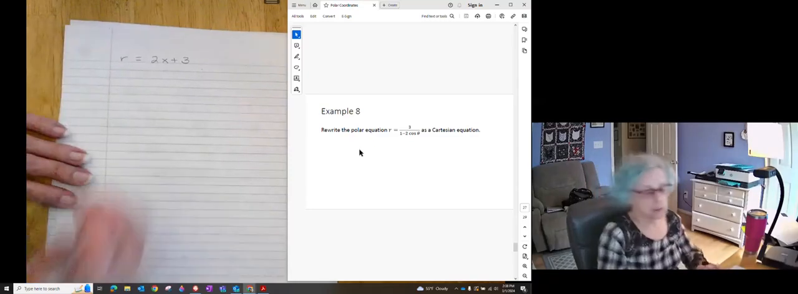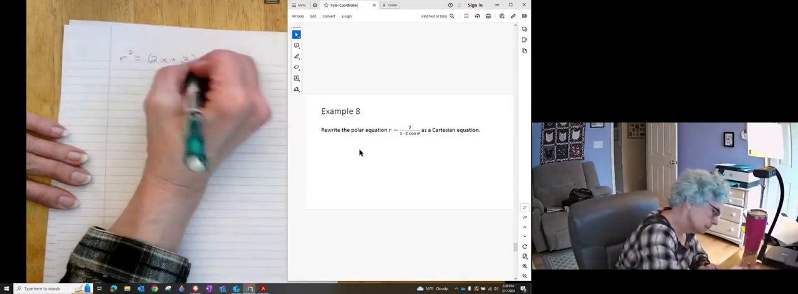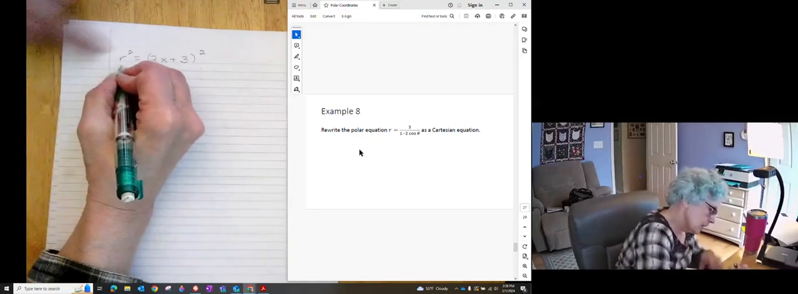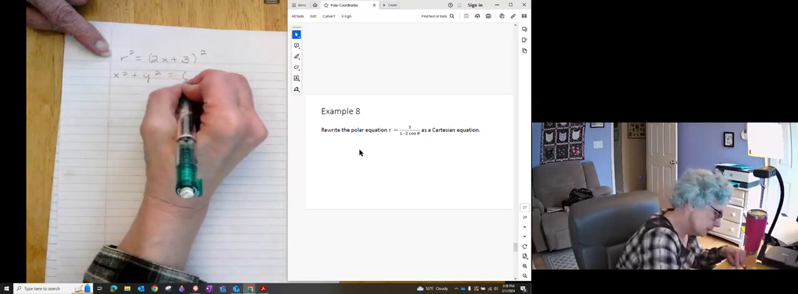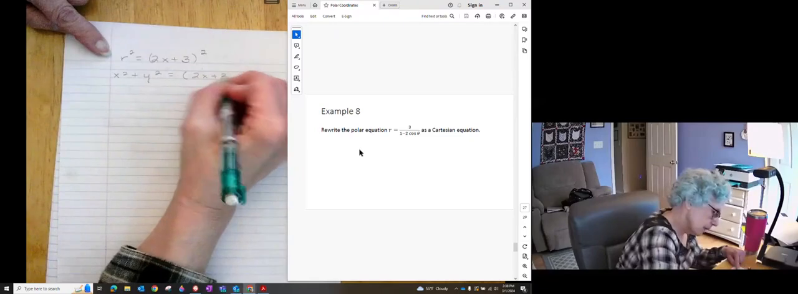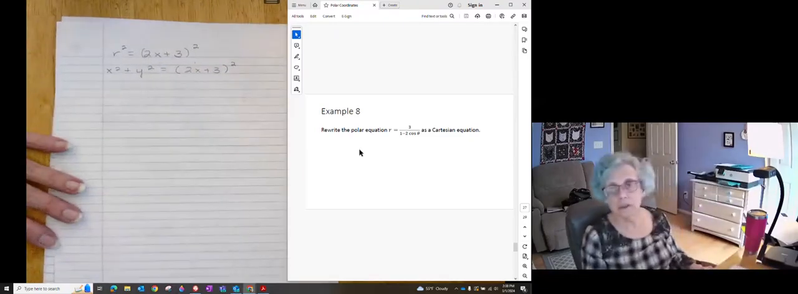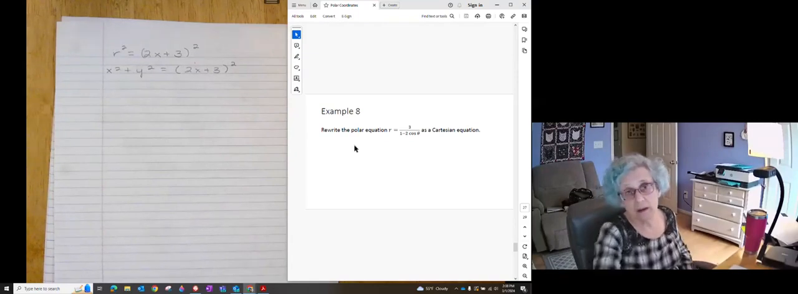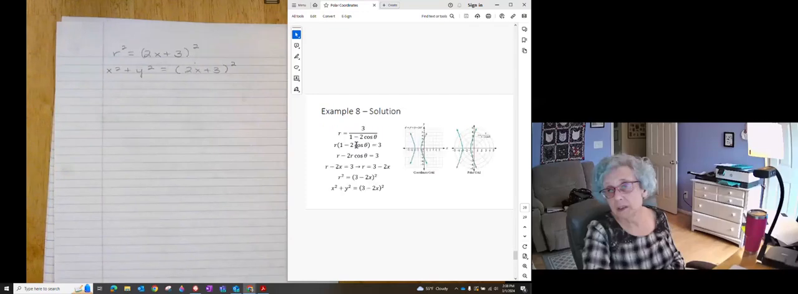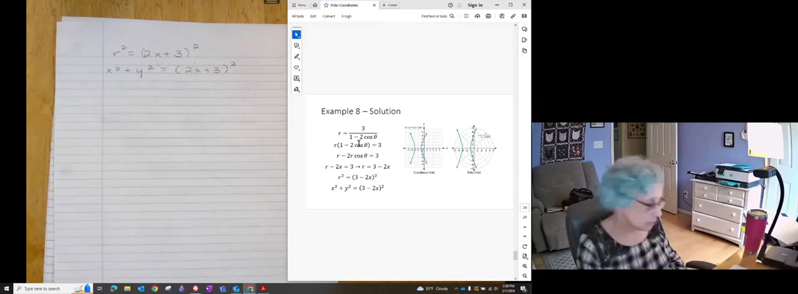Now I'm going to square both sides. So r squared, which is x squared plus y squared, has to be equal to 2x plus 3 squared. Yeah, they're not pretty Cartesian equations. They are complicated implicit equations. And let's look at the answer. Oops. There we go. We end up with x squared plus y squared equals 3 minus 2x.